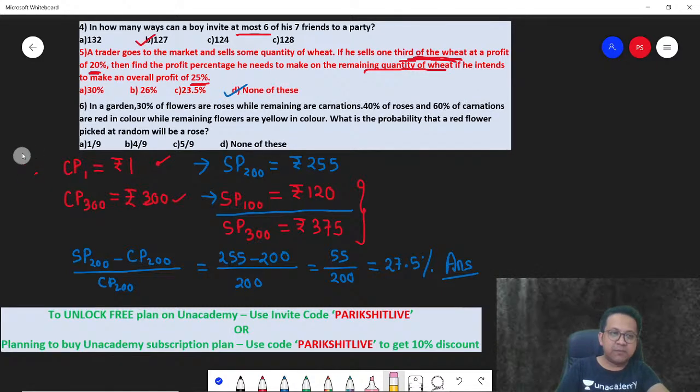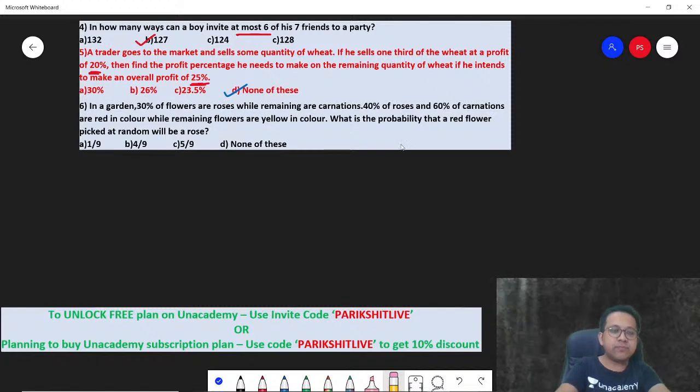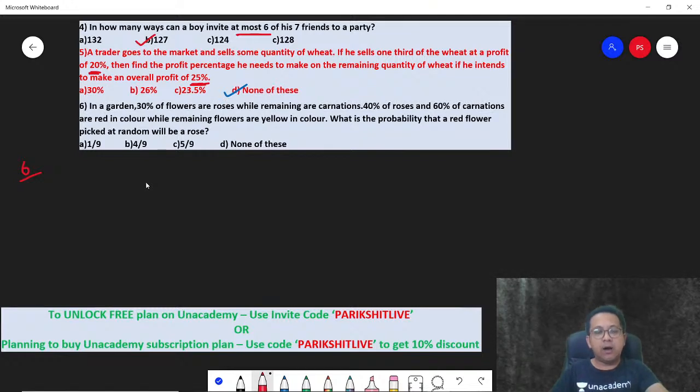Let's look at number 6 on our screen. Fine. Please, let's do it together. In a garden, 30% of the flowers are roses, while the remaining are carnations. Okay, carnations is another flower. 40% of roses and 60% of carnations are red in color, while the remaining flowers are yellow in color. What is the probability that the red flower picked at random will be a rose?